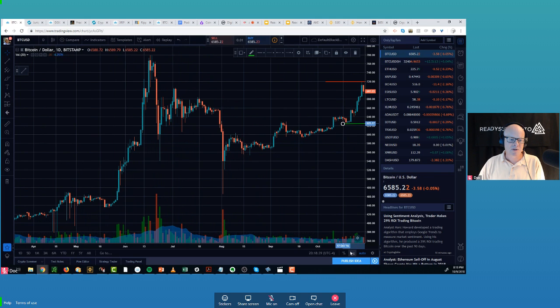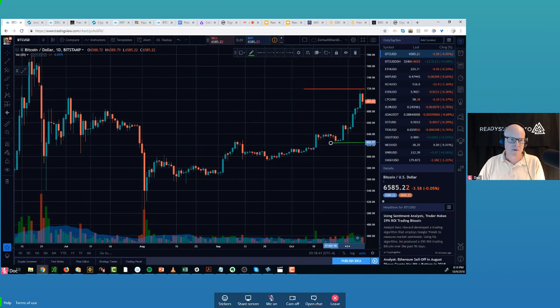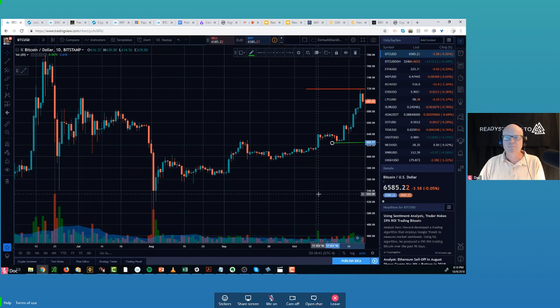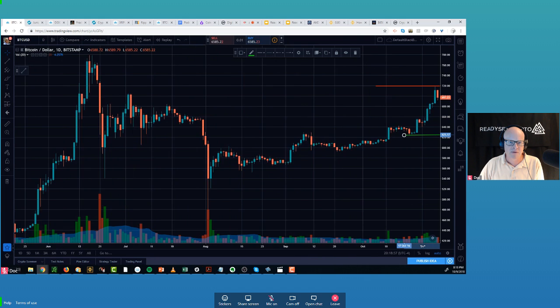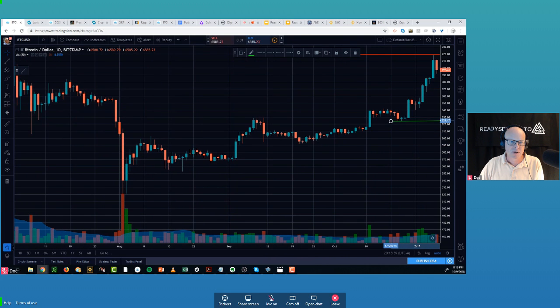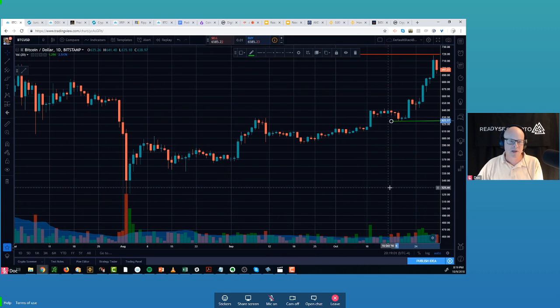Is it possible to zoom into the candles that we're looking at? There we go. How's that? Okay, so here is prior swing low. Here's prior swing high. In fact, let's even do this. Okay, so we can clean things up and we can make it even bigger. There we go. That's about as big as I can make it.